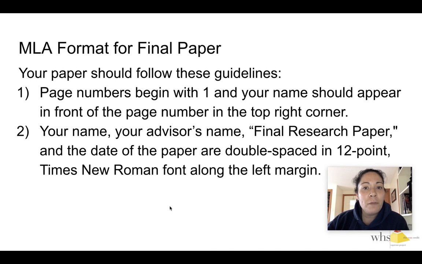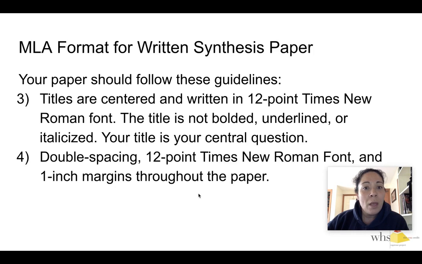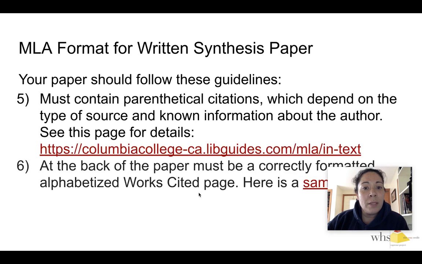Your paper should follow these particular guidelines. And these are, again, like I said, your paper's already formatted in the correct way in the draft. So as long as you don't change anything, you'll be okay. The page numbers, again, begin with 1. Your name is going to appear in the top right corner. Your name, advisor's name, and final research paper are on the left-hand side, and those are also already written in there. The title is going to be centered. That's your central question. And it's going to be 12-point font, double spaced.